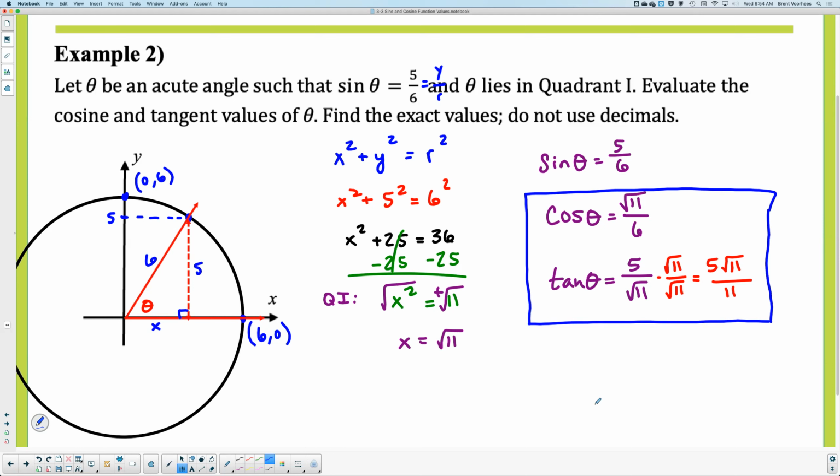So this is how we do trig when you're not on a unit circle. This is very simple. All you do is you divide by r or you solve for r, etc.